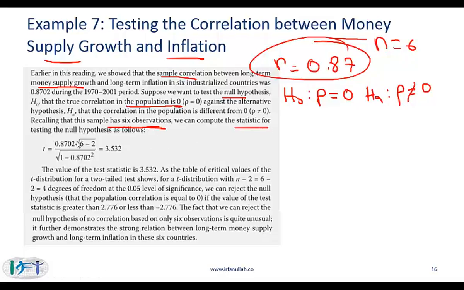We compute the test statistic, and this is the formula. Do you see this as an application of what you just learned? So the test statistic is equal to r, square root of n minus 2, over square root of 1 minus r squared. So what is your test statistic? It is 3.532. What is the next thing we do?